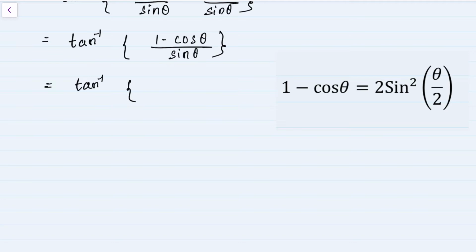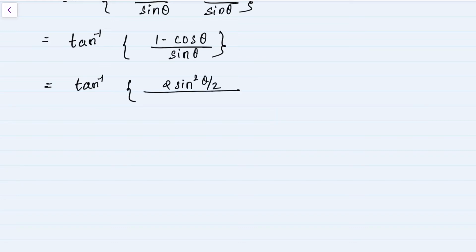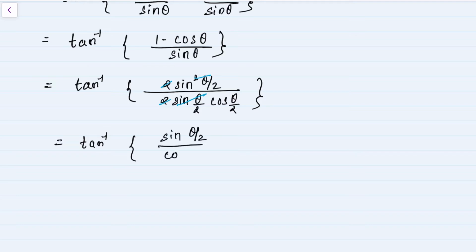For the denominator, since in the numerator we are writing in terms of theta by 2, we'll write sine theta in terms of theta by 2 again. We'll use the multiple angle formula: sine theta can be written as 2 sine theta by 2 cos theta by 2. Now the 2 and one of the sine theta by 2 get cancelled. Inside the bracket we are left with sine theta by 2 upon cos theta by 2, which is nothing but tan.